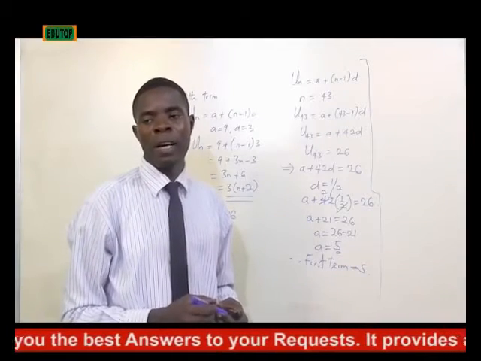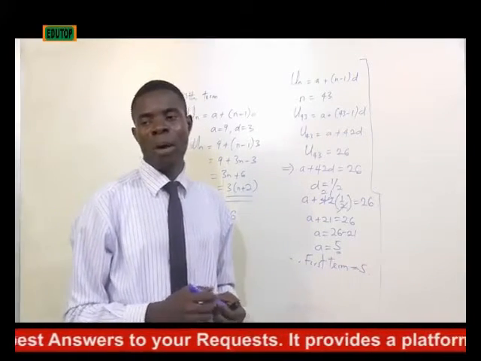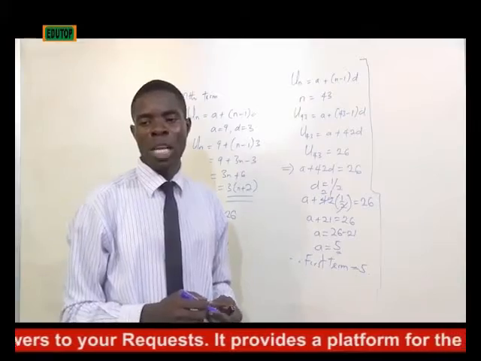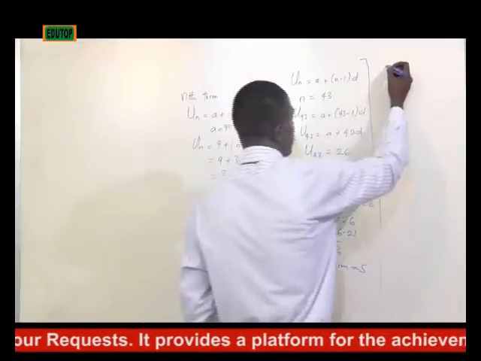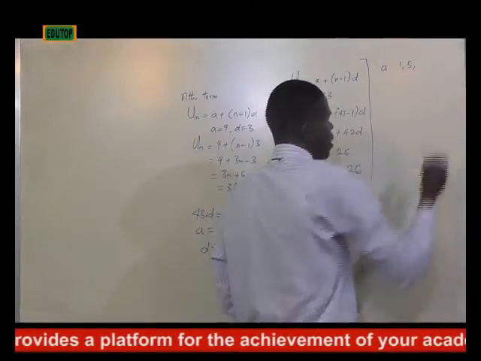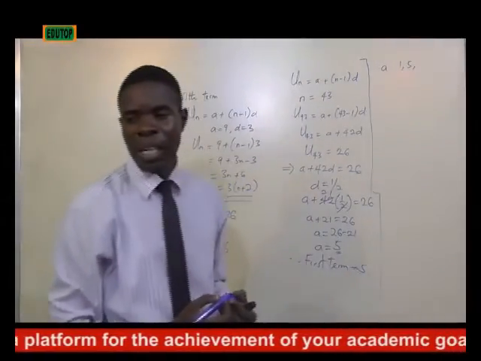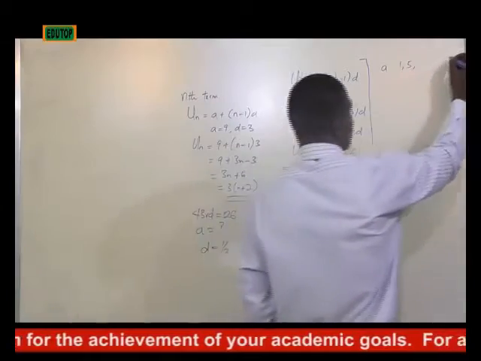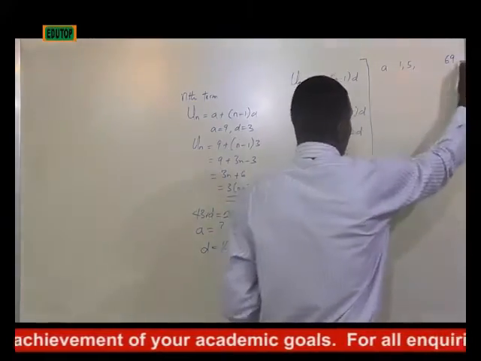For part A, we have 1, 5, and so on. Then we are also given the last term. So this is what we have for the A part: 1, 5, dash dash dash, and the last term is given as 69.